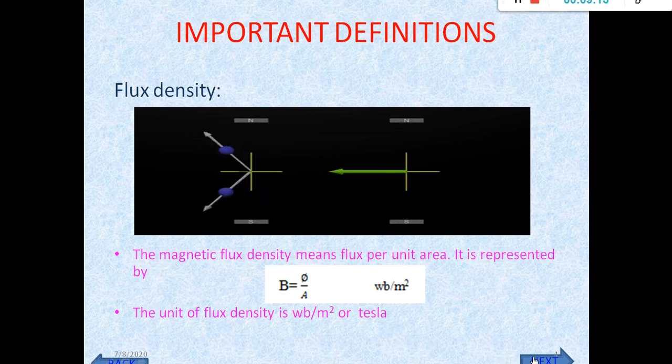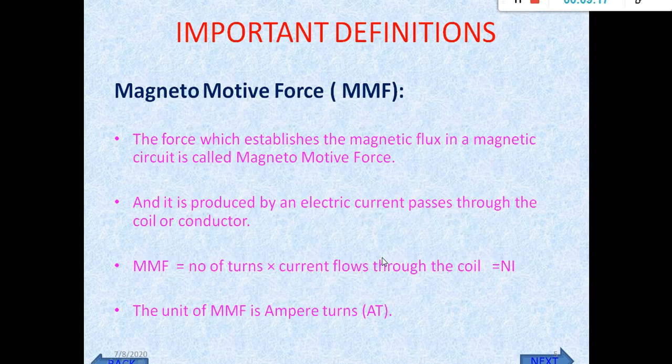Okay. Next one is magnetomotive force. What is magnetomotive force? The force which establishes magnetic flux in the magnetic circuit is called magnetomotive force. It is produced by the electric current passing through the coil. And it is found by using the formula number of turns into current flowing through the coil.